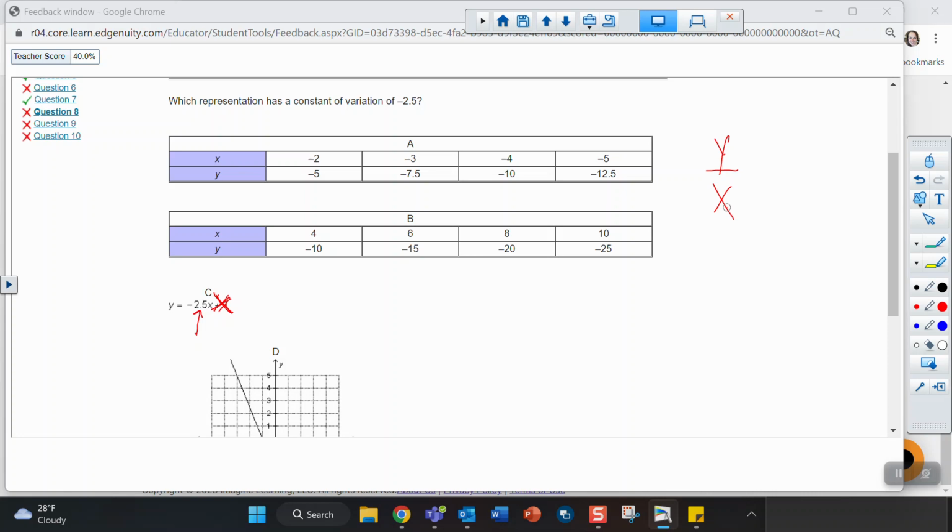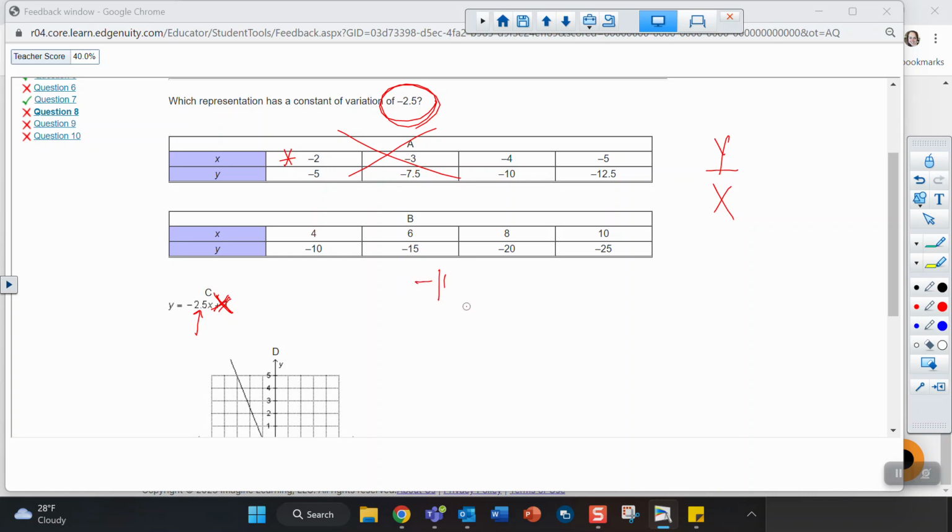So I'm going to grab my calculator. I'm going to start right here with this ordered pair, and I'm going to do it quickly. A negative divided by a negative is a positive, right? We're looking for a negative constant of variation, so all of these are going to give you a positive. So table A doesn't work. Basically, by process of elimination, it's got to be B. However, let's actually prove it.